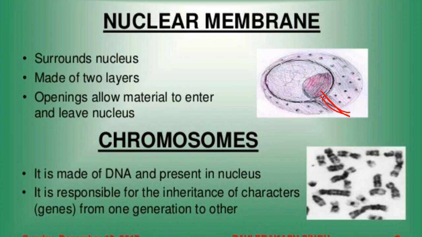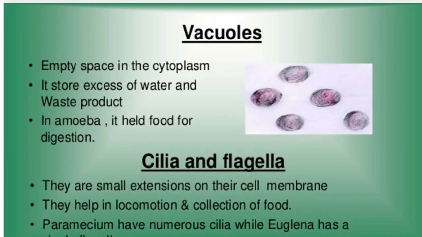Then chromosomes, the second part. They are made up of DNA. DNA is deoxyribonucleic acid, and it is present in the nucleus. As you can see, it is a thread-like structure. It is responsible for the inheritance of characters, that is genes, from one generation to another.